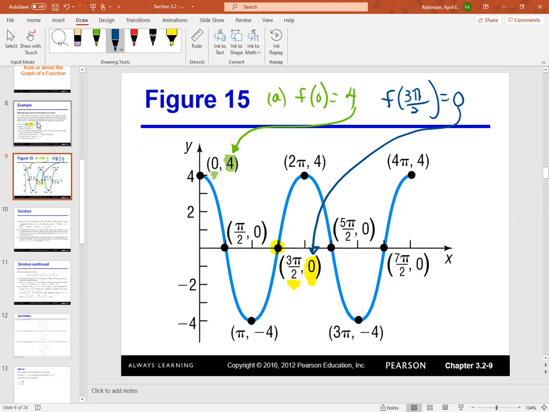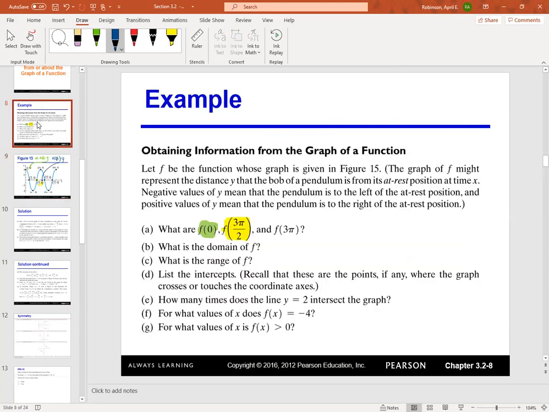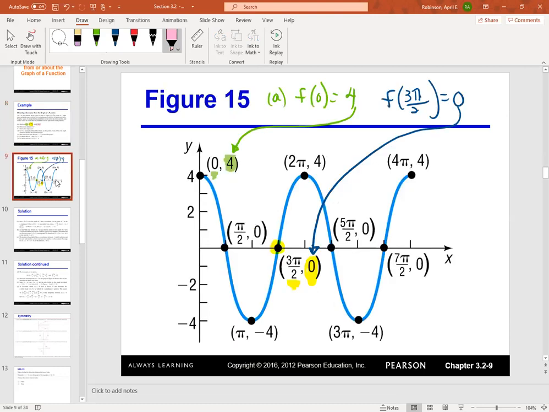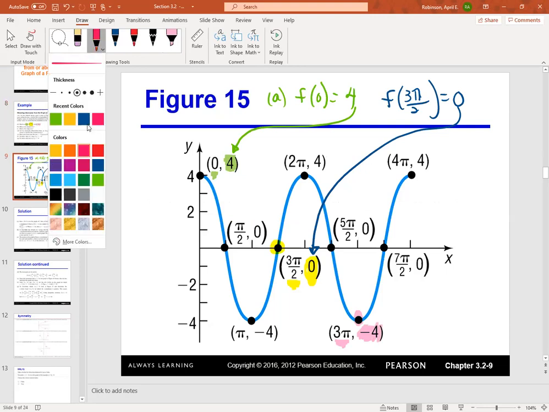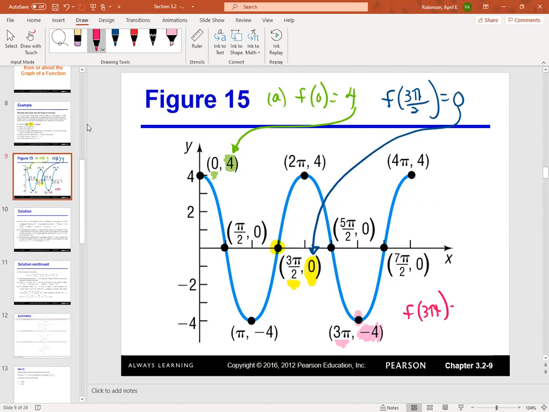And then there was one more. What was it? They wanted f of 3 pi. All this pi is making me hungry for pie. So I look for the x coordinate. That's a 3 pi, and that would be this point. There's the 3 pi. So f of 3 pi would be -4. So I get it right there.